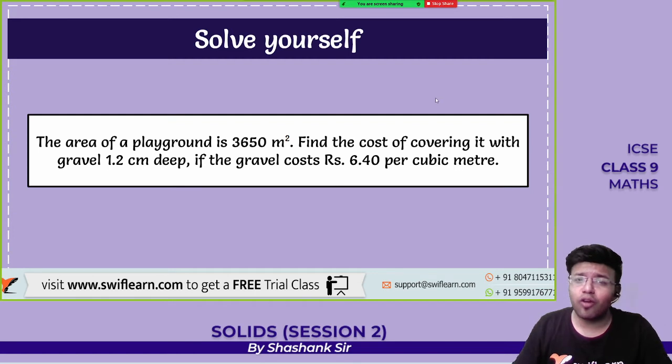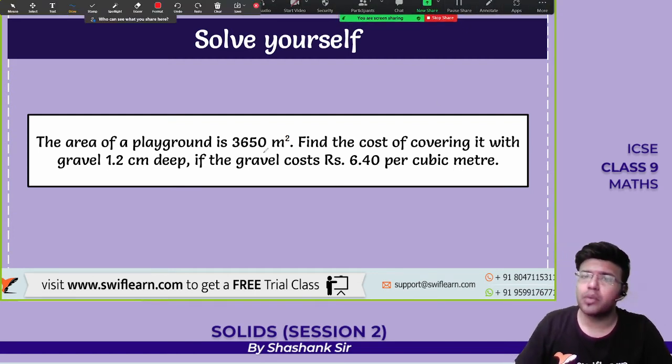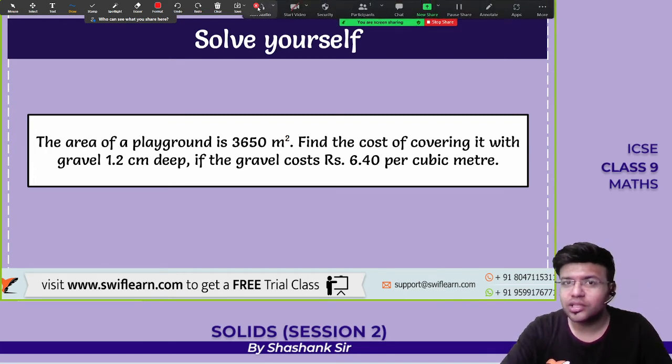The area of a playground is 3650 square meters. Find the cost of covering it with gravel 1.2 centimeter deep if the gravel costs 640 per cubic meter. Okay, so how to do this?